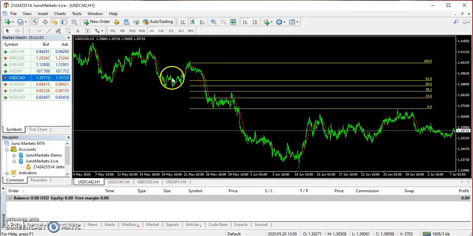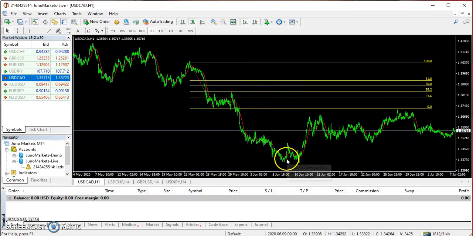Okay, so then it went down. Then this one is sharp. Okay, and then it went down. This one is sideways. So the retracement can be sharp or sideways like this. Okay, and then it went down.